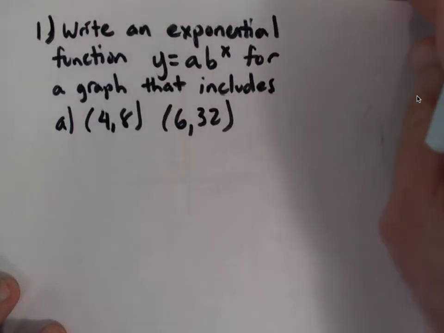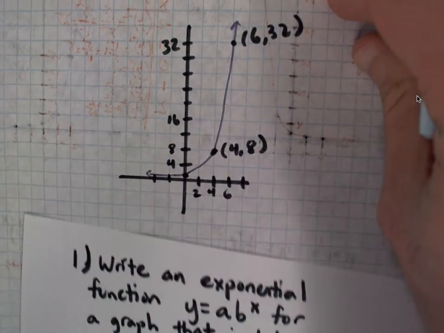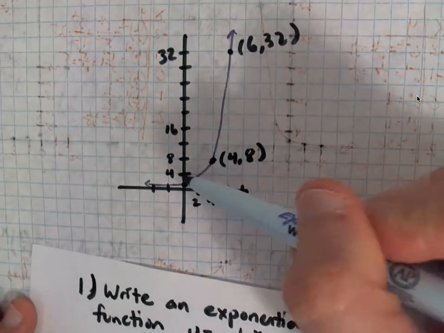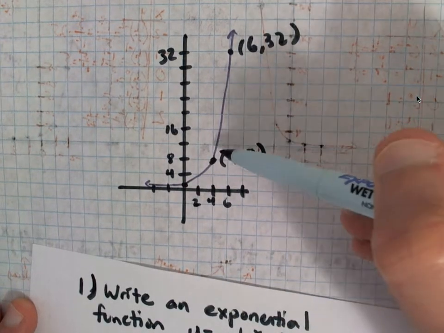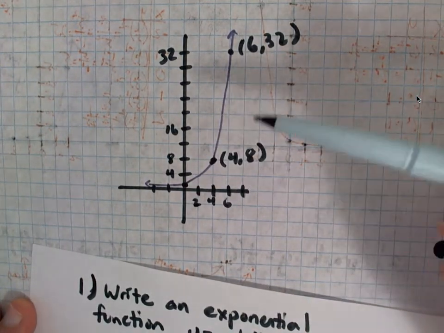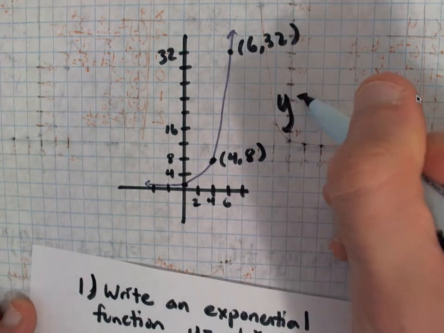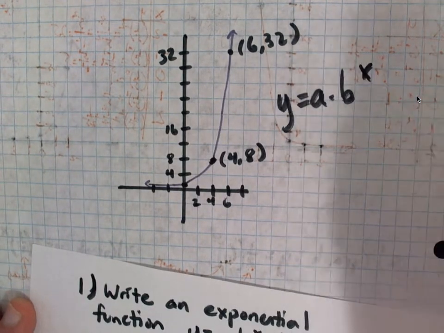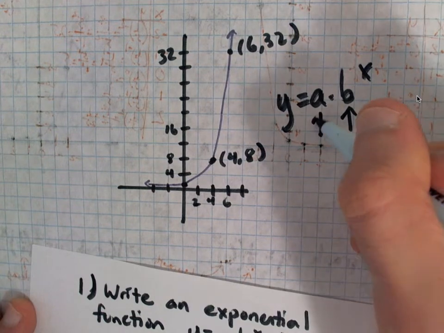So again, what this means is we've got some kind of graph. I just kind of drew it here. We know it's exponential, so it's kind of increasing like this. It goes through (4, 8) and (6, 32). We want to find the form y equals a times b to the x. We want to find what is a and what is b.